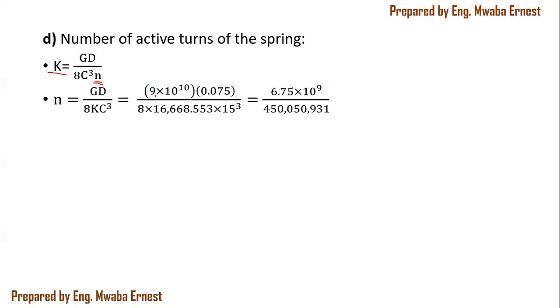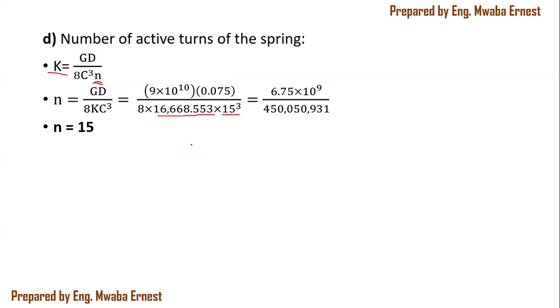Our G is 9 times 10 power 10, D 0.075, and then 8 times K is the one we're from finding, then times C cubed. Our C is 15, so 15 cubed. So once you do that, you get our value as 14.9999 something, meaning the number of active turns is actually 15 for this coil.